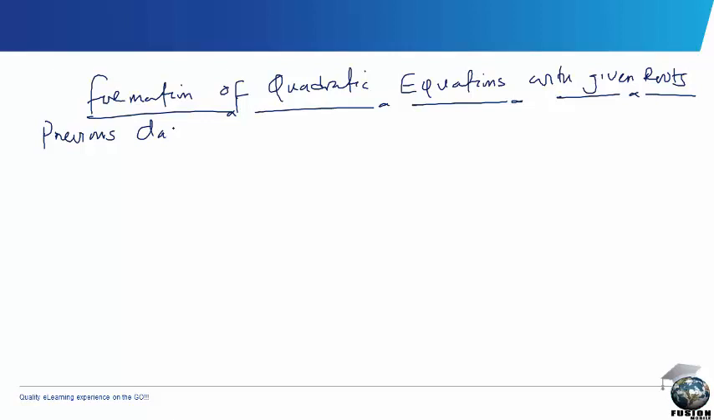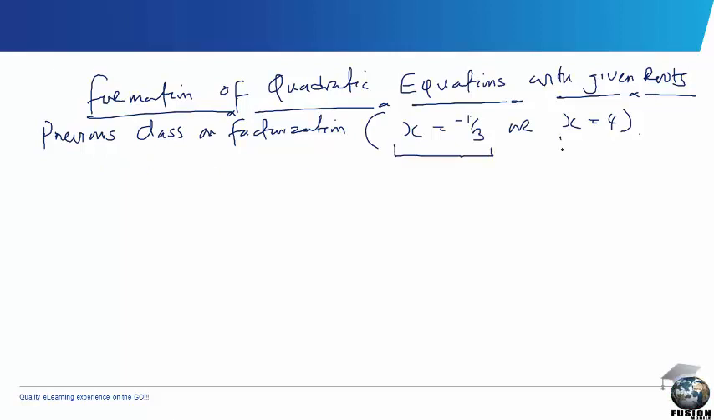Let us use outcomes we obtained from our previous class on factorization. Example number 2, we had outcomes that x is equal to minus 1 over 3 or x is equal to 4. So how do we go about this? All we have to do on the part of factorization is to multiply these two numbers back and add them together to find the given equation, to find the equation back.